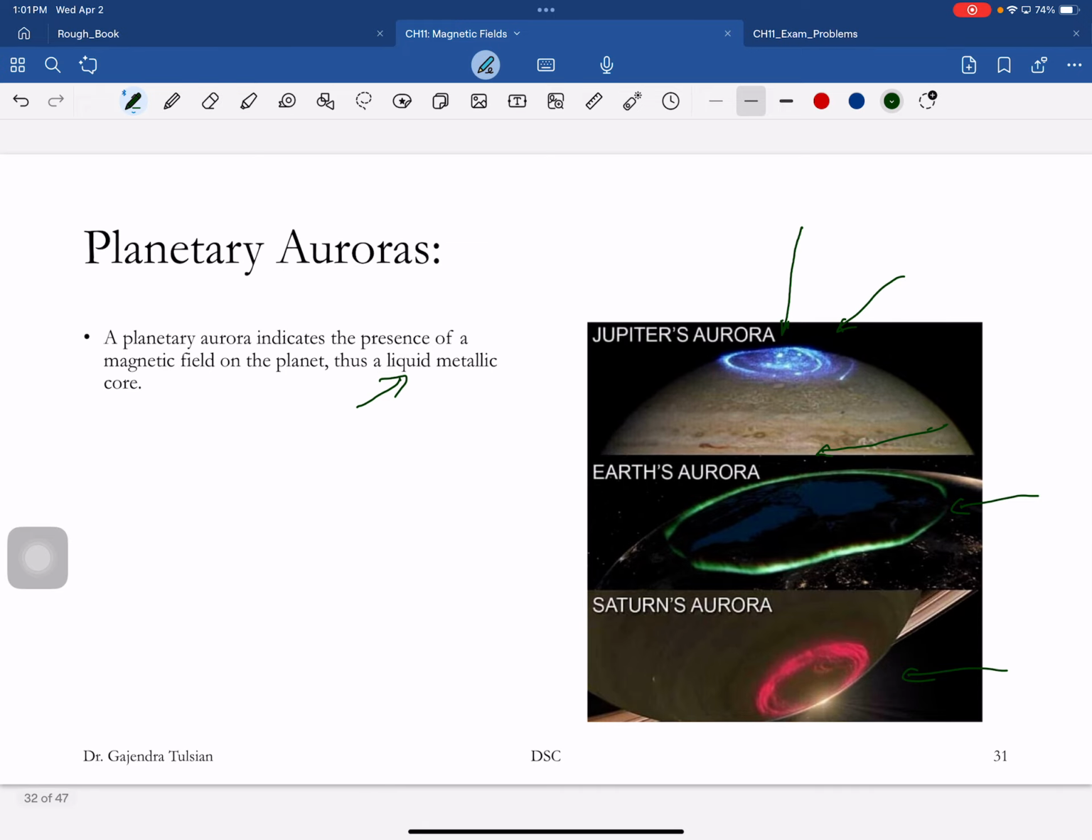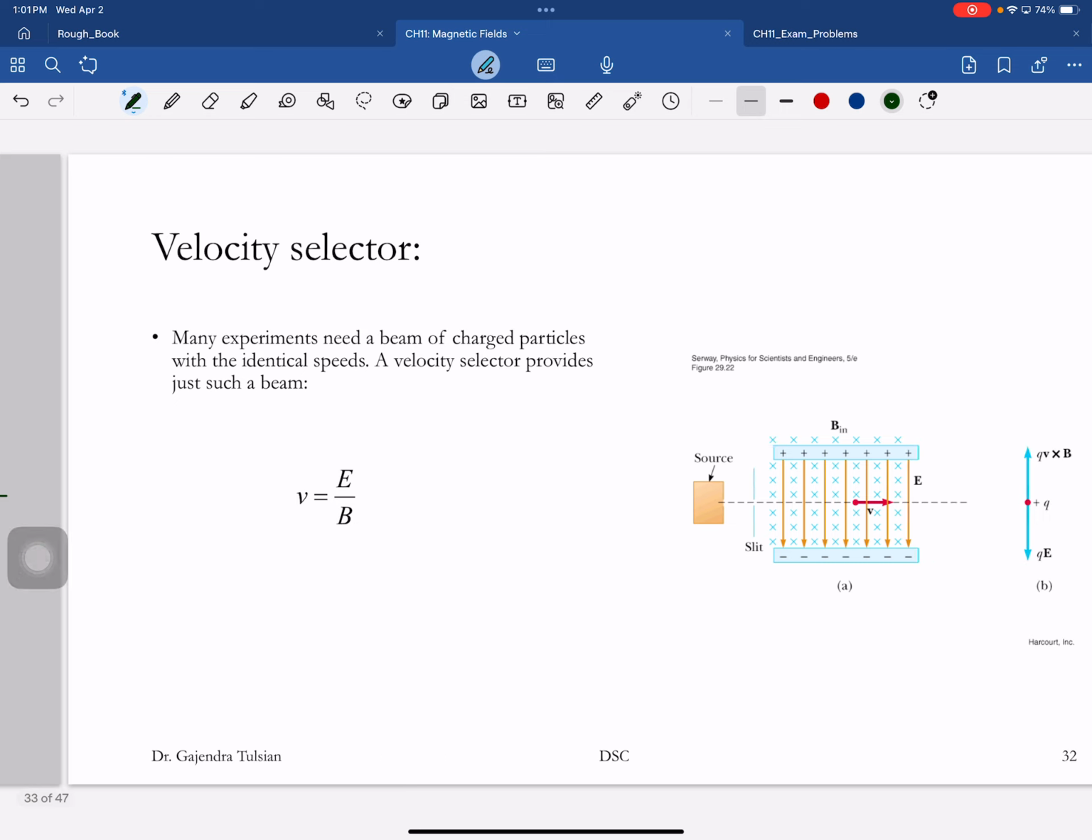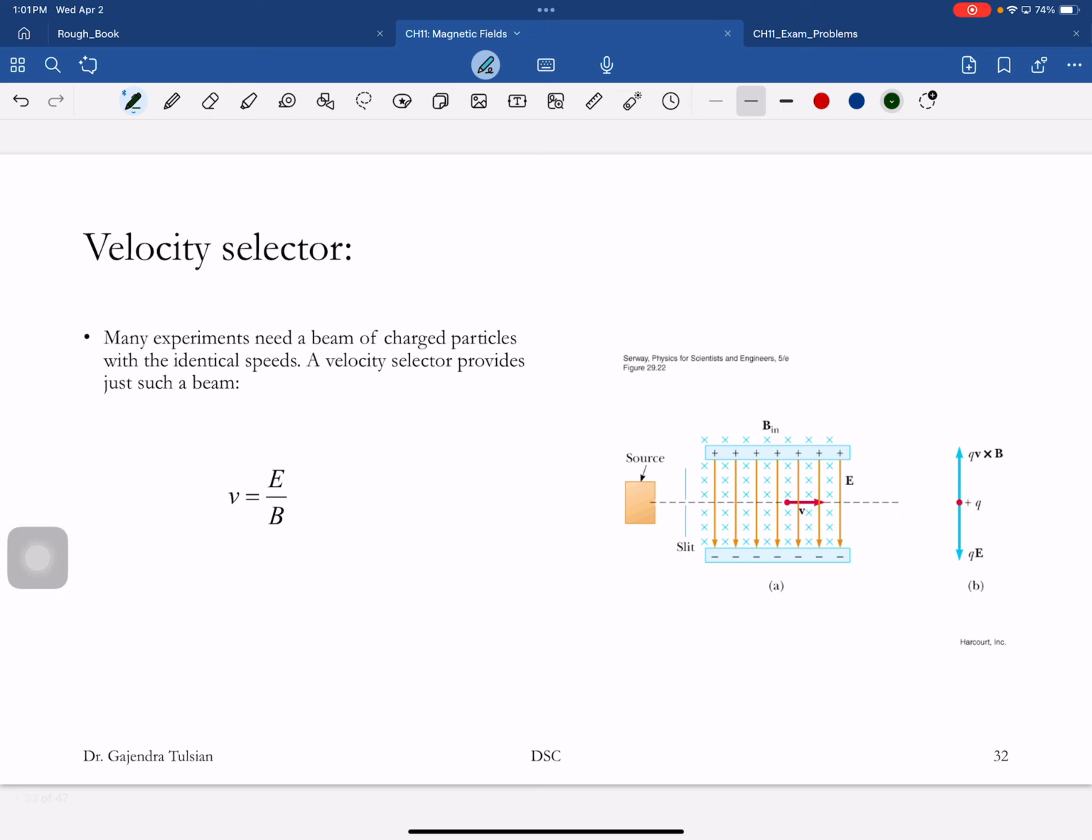So now if you could see auroras on planets or on other stars, I don't think we have the technology to do that yet. All right, and now I'm quickly going to go over a couple of applications, and then we'll do problems. Okay?